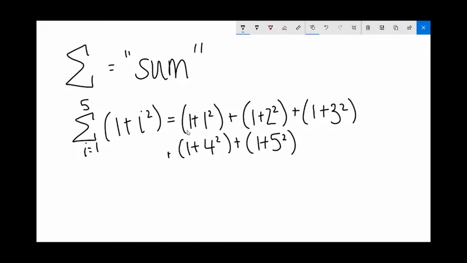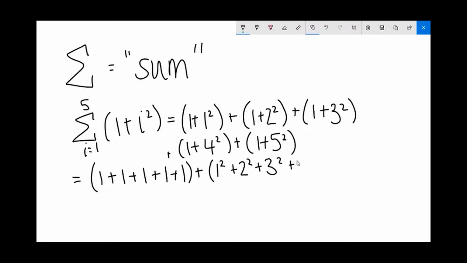Now, as you may have noticed, the brackets don't matter in this because you can add the numbers in any order and you will still get the right answer. So this is the same as writing 1 plus 1 plus 1 plus 1 plus 1. So that's taking the first term out of all of these brackets, and then plus 1 squared plus 2 squared plus 3 squared plus 4 squared plus 5 squared, which is the second term in all of these brackets.